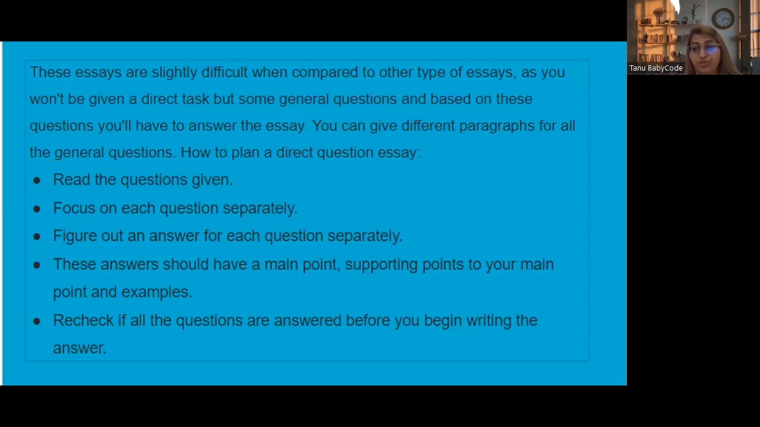Once you figure out what you're supposed to write, these answers should have a main point, supporting points to your main point, and examples also. You have to write examples along with those. Prepare answers very carefully. Next is recheck if all the questions are answered before you begin writing the answer. So now you have to check whether you are done with answering all the questions or not before writing. That means you have to do the planning of your answer, the main point, the supporting points, everything before writing, not simultaneously, because this leads to complete wastage of your time. So it's better to always do the planning beforehand.